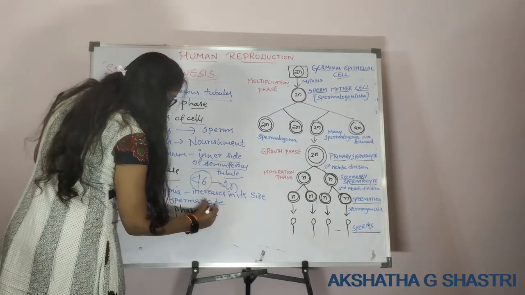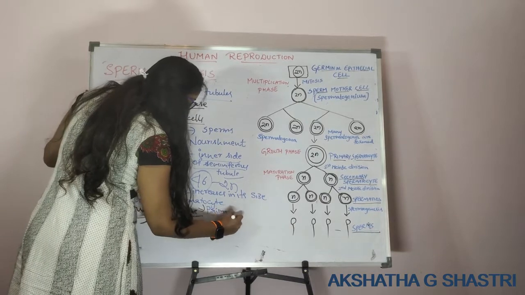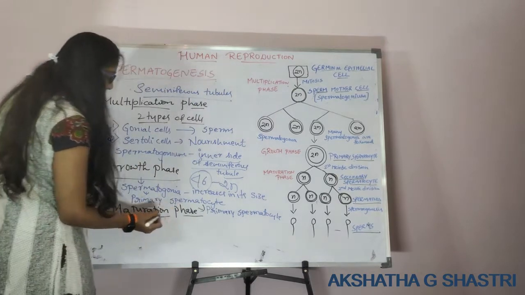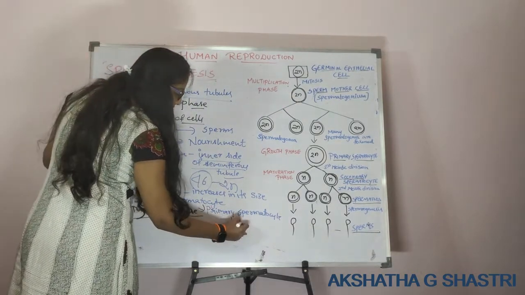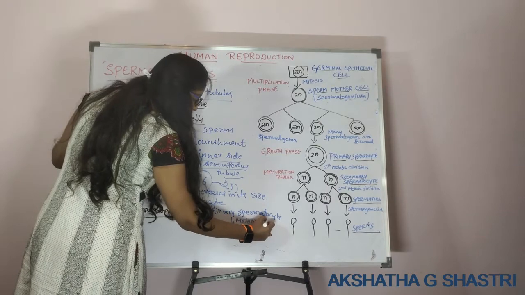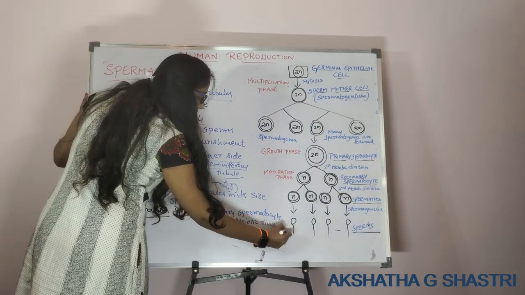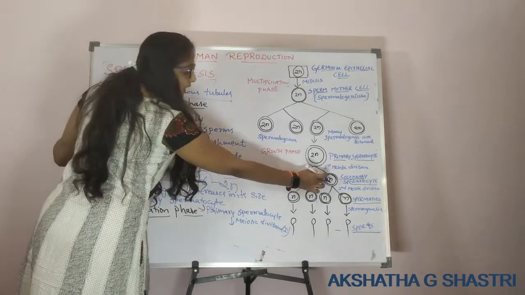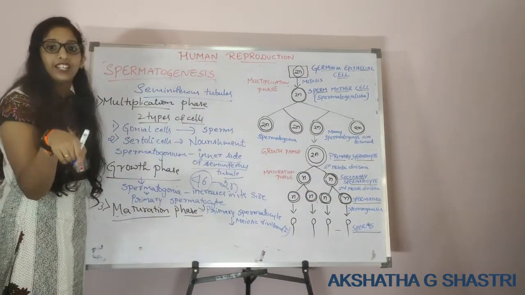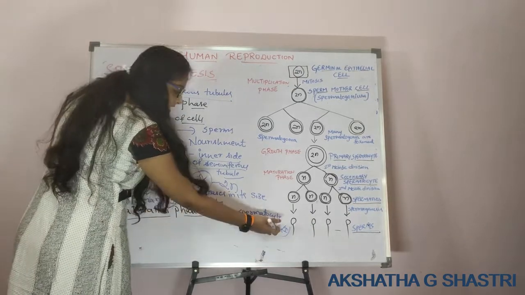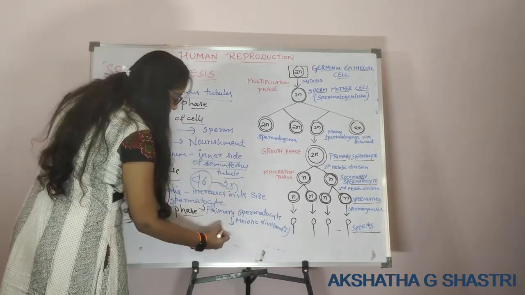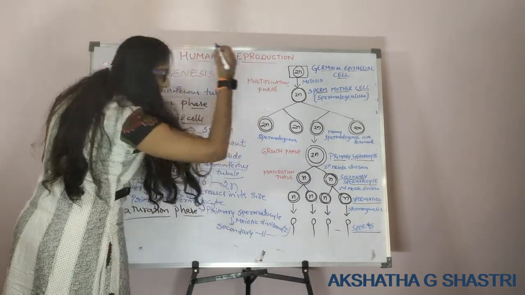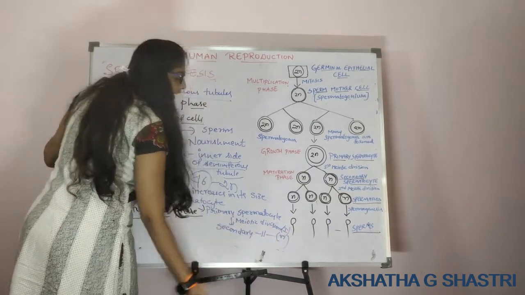See here, the primary spermatocyte undergoes meiotic division, that is the first meiotic division, and this forms what? Secondary spermatocytes, that is 2 in number, and they are haploid, that means N. It undergoes first meiotic division resulting in the formation of secondary spermatocytes, and they are haploid, N.